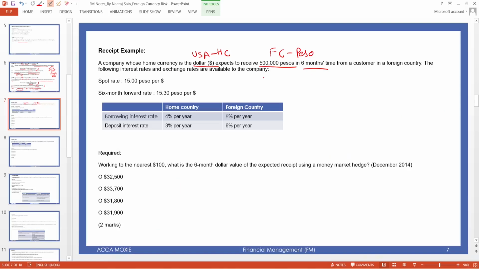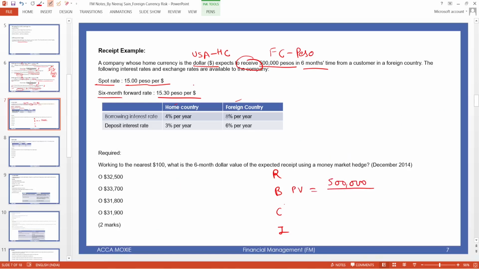The following interest rates are available: spot rate, and the 6-month rates, for the home country and the foreign country. Remember that you are going to receive, so the steps are R D C I. How much are you going to receive? The present value you have to calculate, the present value by borrowing.